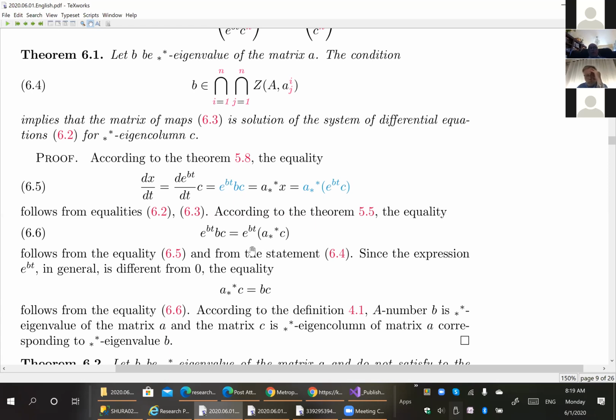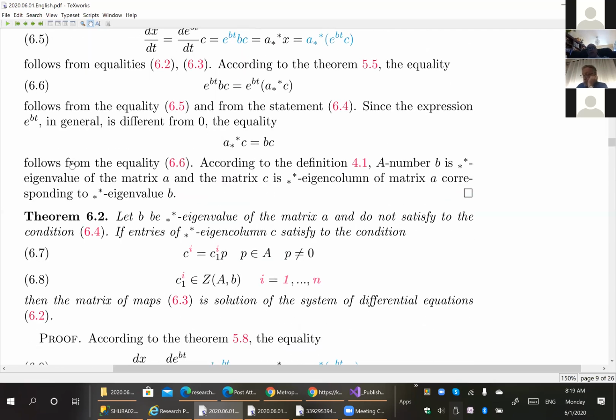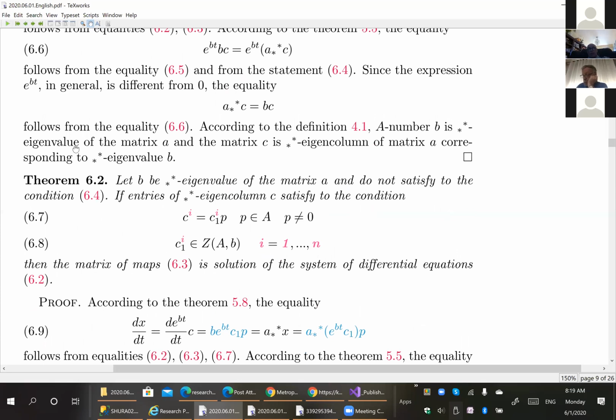Because in general the exponent is different from 0, I can just write the equation Bc equals A times C, a product of the matrix and the column C. But this is the definition of the RC eigenvalue B, and it also tells us that C is an RC eigencolumn. So this works. Assume that B does not commute with each entry of the matrix A.